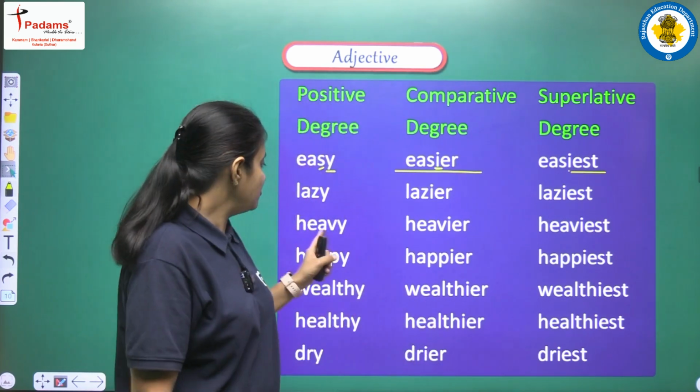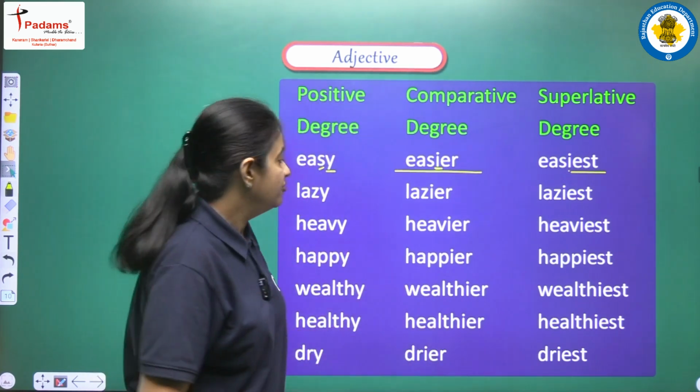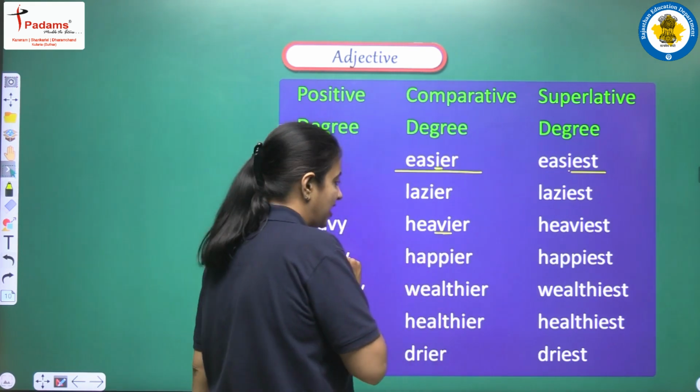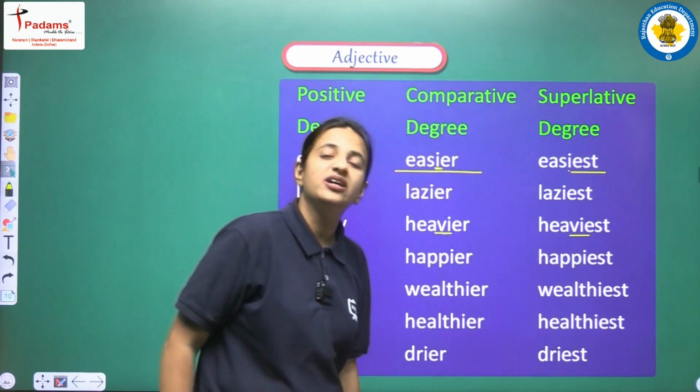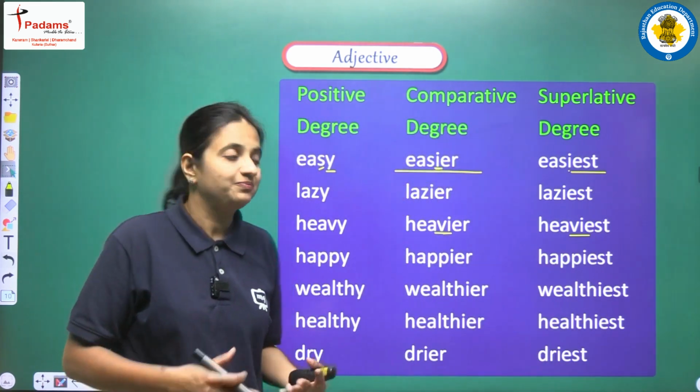Next we are having heavy. Again we are just replacing Y with I. So it will be heavier, and now in superlative degree it will be heaviest.